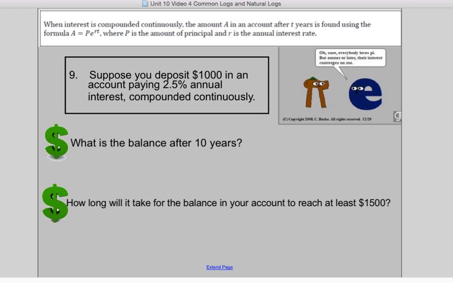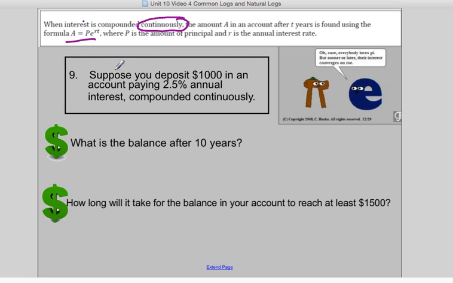Okay. So when interest is compounded continuously, so whenever you hear the word continuously, the amount A in an account after t years is found using the formula A equals P times e to the rt, where P is the amount of principal and r is the annual interest rate. So the word continuous means you're going to use the PERT equation. Everybody see how it's PERT? It's an easy way to remember it. P times e to the rt.